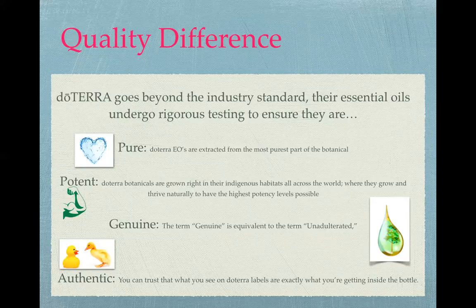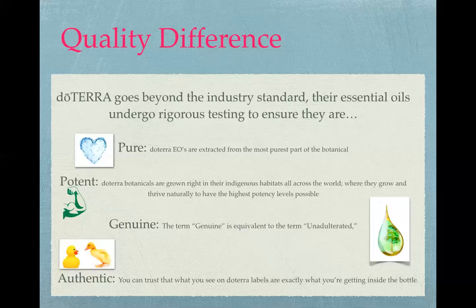They have an outsourced company conduct in-depth testing that runs 7 layers deep 3 times over to ensure that every batch of essential oils meets the high level of quality that only doTERRA offers. This quality standard breaks down into 4 parts: pure, potent, genuine, and authentic. So let's start with pure. Purity alone does not necessarily mean an oil is good quality.